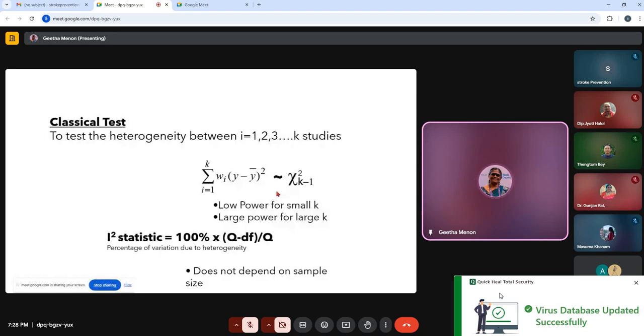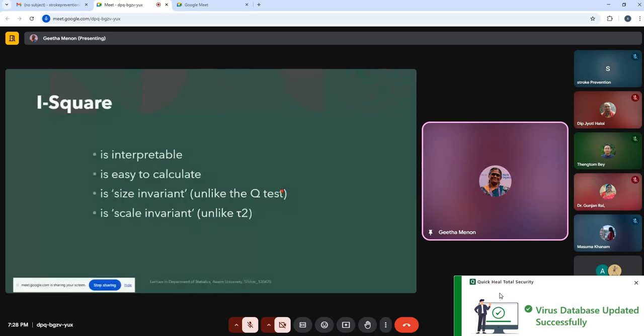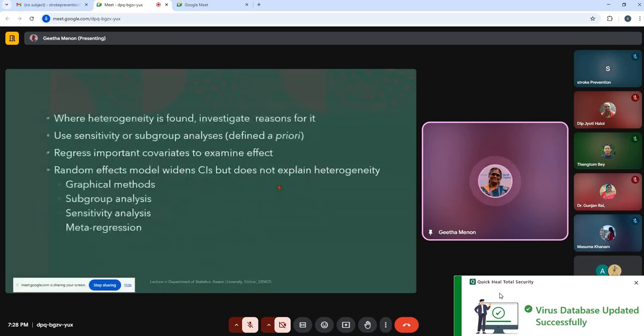Now this is a unitless metric, and it helps in providing you an idea about the heterogeneity between the studies. Larger the value of I-square, larger will be the heterogeneity between studies, and larger the need for doing a random effect model. If the I-square statistic is low, then a fixed effect model can also be a very useful method of analysis for meta-analysis. So as we said, it's easily interpretable, easy to calculate, and it is size and scale invariant. As a result, I-square is the most common metric that is used for reporting heterogeneity.